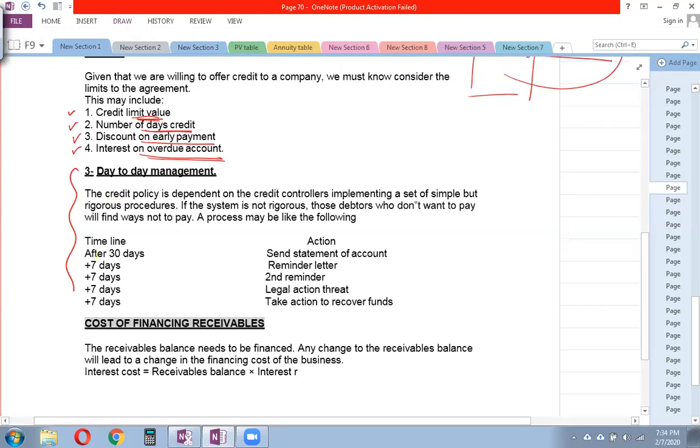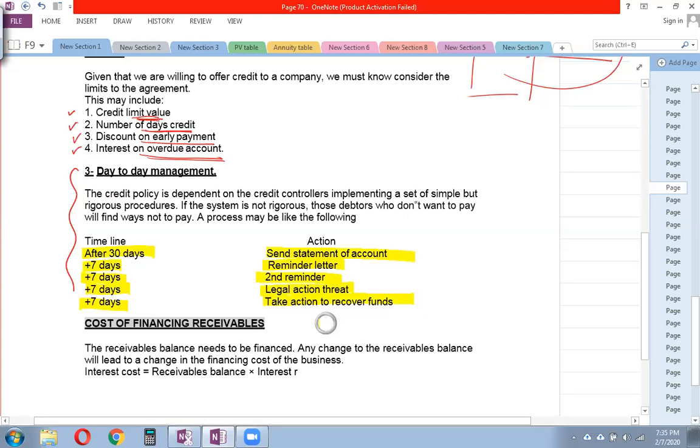Let's say for example after 30 days you send a statement of account, right? Let's say you are not paid on time, so after 7 days you send a reminder letter, still not paid. After 7 days you send a second reminder, still not paid. After 7 more days you give a threat of taking legal action if the customer is not paying you on time. Or after 7 days, if it is still not paid, maybe you would like to go for the legal action, right?